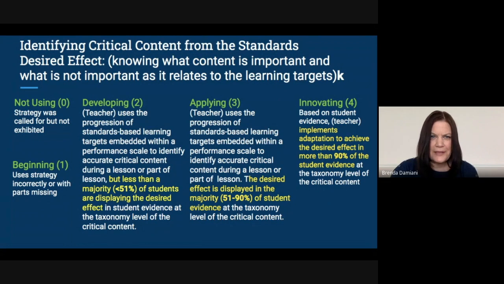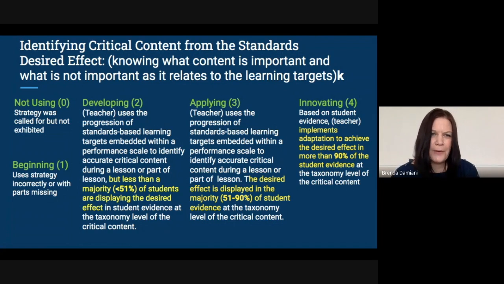Now we're going to take a look at the scale for this element. So we're monitoring in the scale both the teacher as well as the desired effect in students. So we're really looking at evidence that students have displayed the behavior of understanding and identifying that critical content in the moment. So students are able to accurately say what they're supposed to be learning.